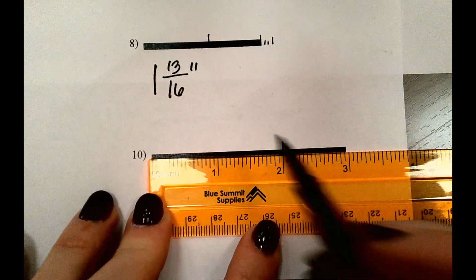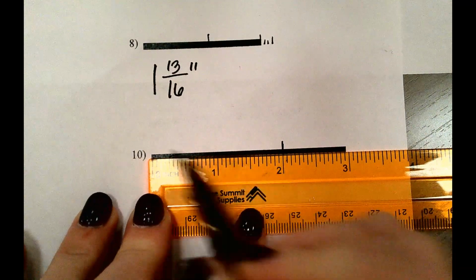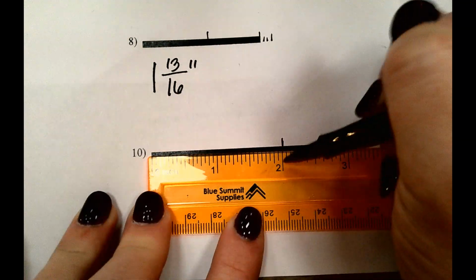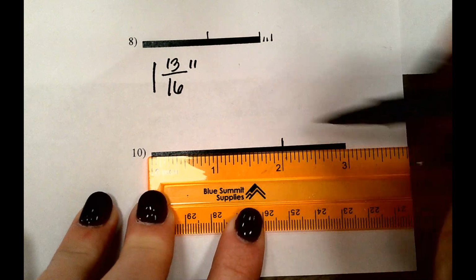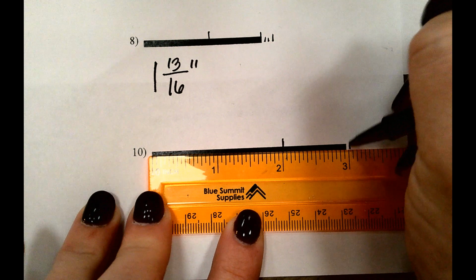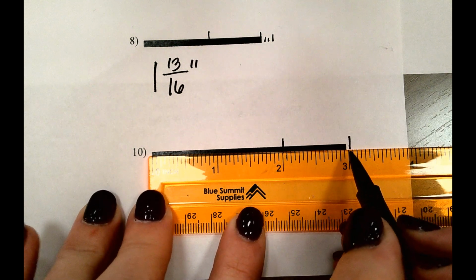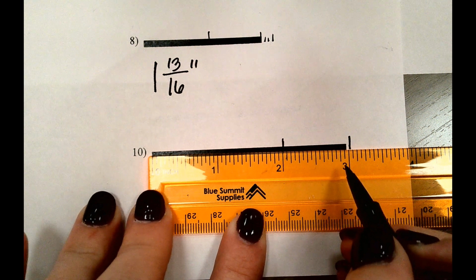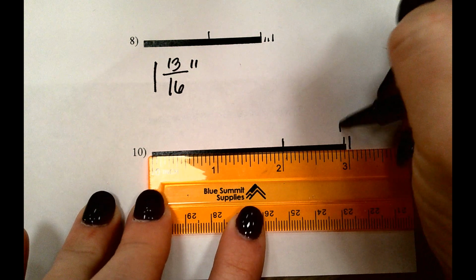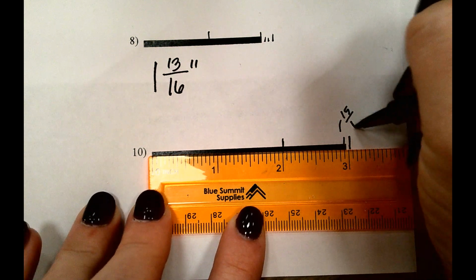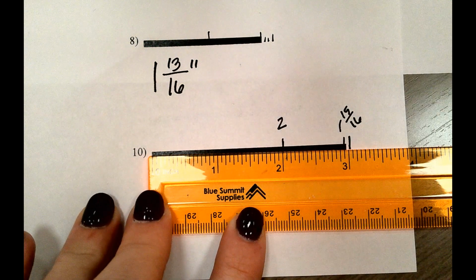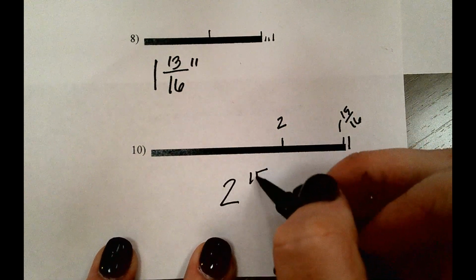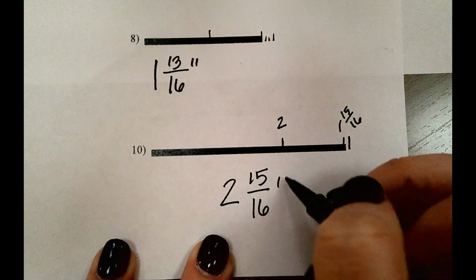Who knows? So perfect. We can see that if we start at 0, our line segment reaches 2 inches here, and 3 inches is here. It doesn't quite reach 3. We are 1/16 of an inch away from 3 inches. So that is 15/16. That is 2. So we have a total of 2 15/16 of an inch.